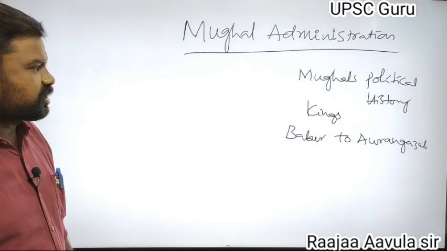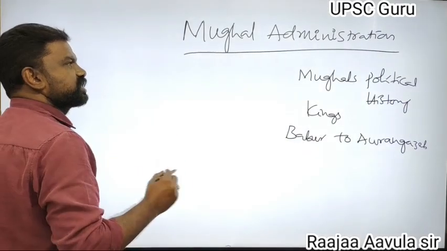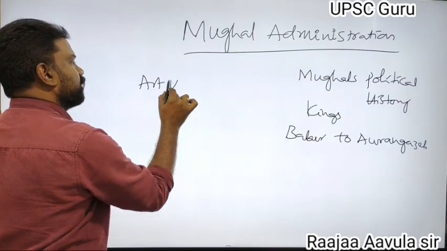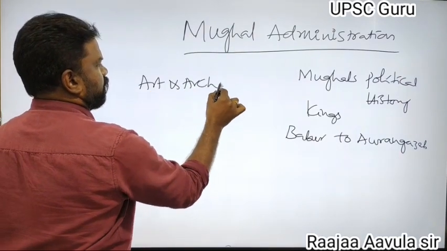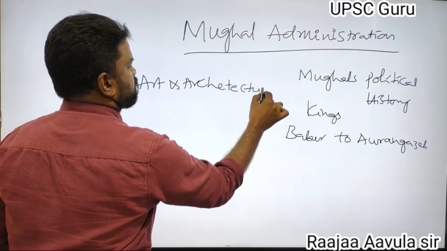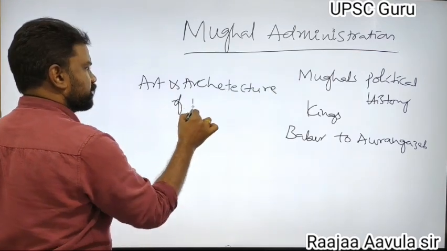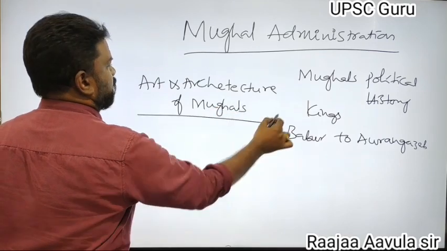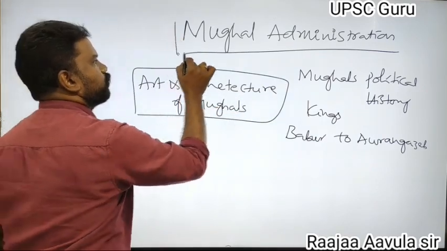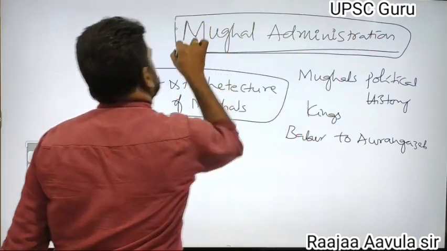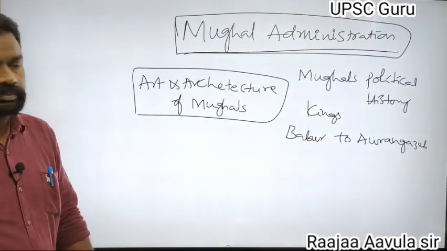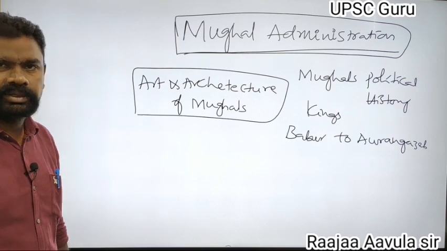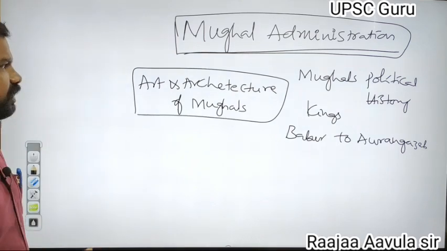Now after the completion of the political history, we have to discuss Mughal administration and also art and architecture of Mughals. So these two topics are there regarding Mughals to complete. After completion of these two, we will have completed the history of Mughals. That means medieval India will be ended.